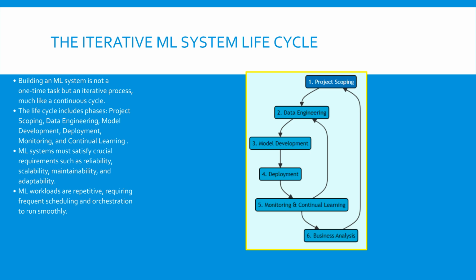This continuous loop is essential because ML models depend heavily on data. Since the real world changes constantly, the data changes too. Therefore, the models must also change and adapt to remain useful. We need to ensure the system meets crucial requirements like reliability, meaning it always works, and adaptability, meaning it can change easily as new data or needs arise. This entire process, often called MLOps, ensures that the model remains accurate and valuable over time.